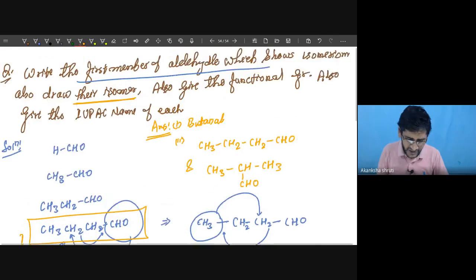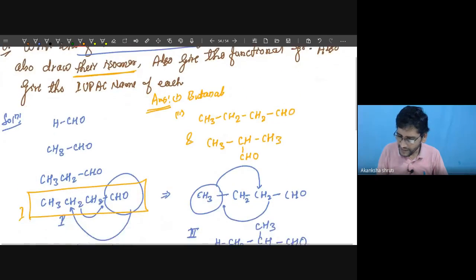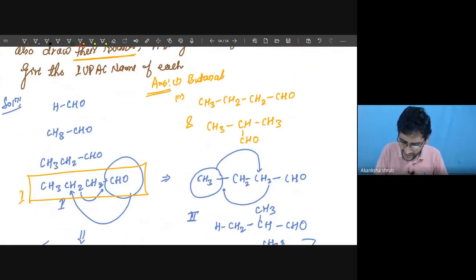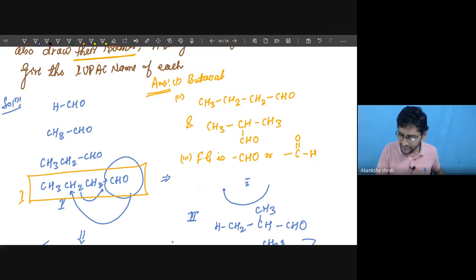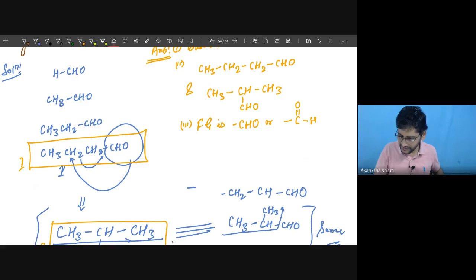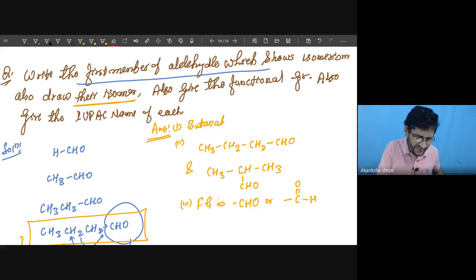Coming to the third part, give the functional group in each. What is the functional group? The functional group is, you have to draw this one only, CHO. Or if you wish, you may draw this structure. It gives a better impression that a student knows the structure. So these are the ways by which you can answer. You have to write this simplest thing. So giving the functional group is over.